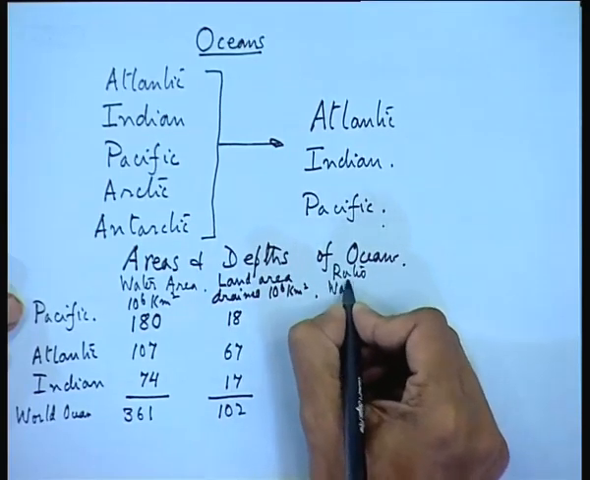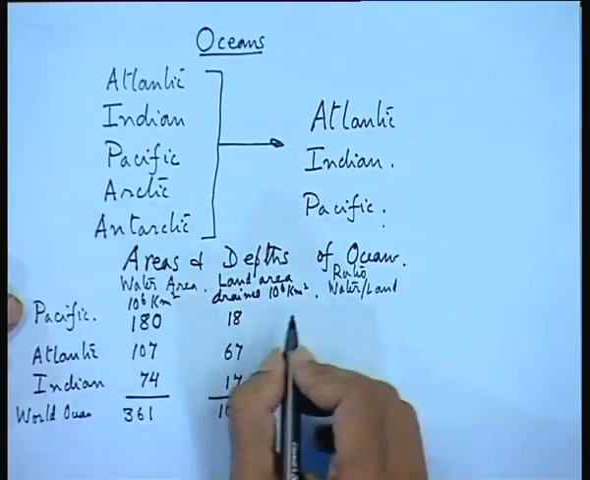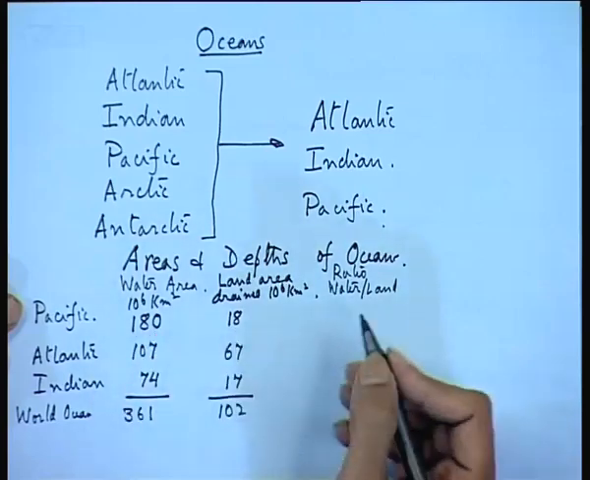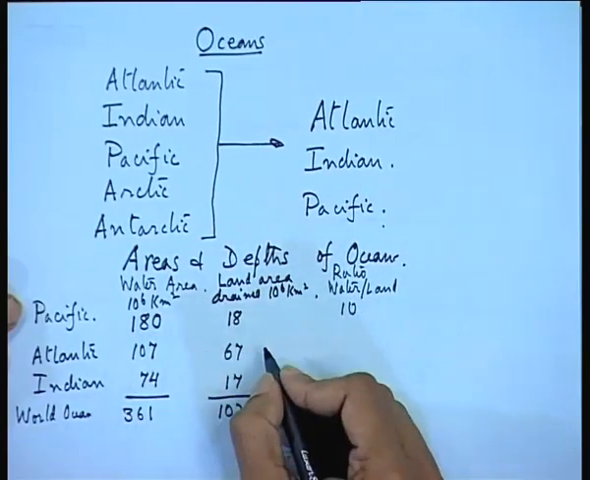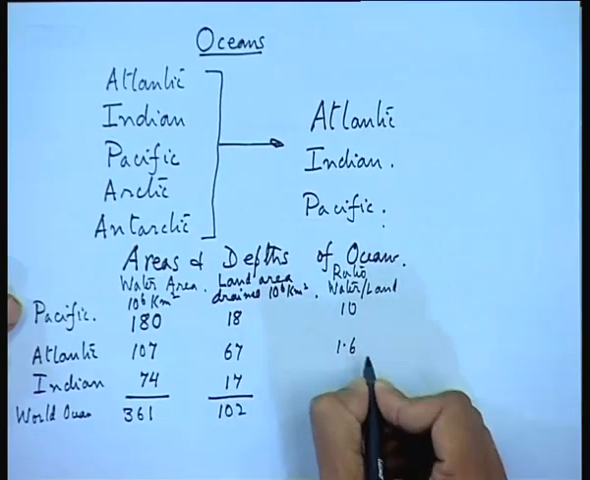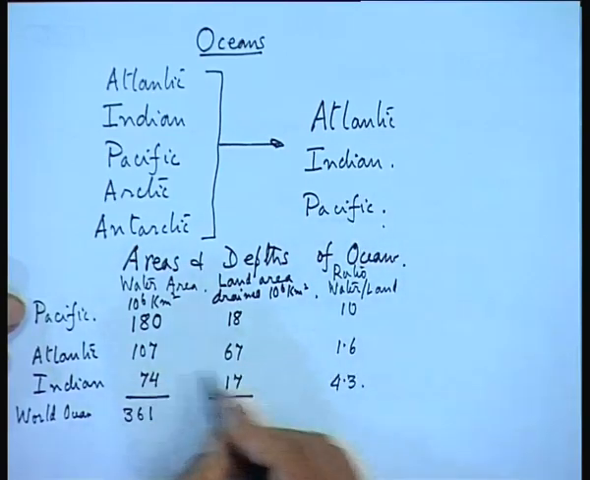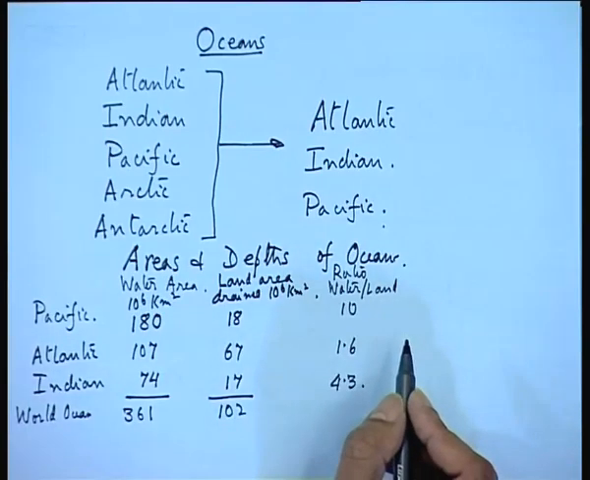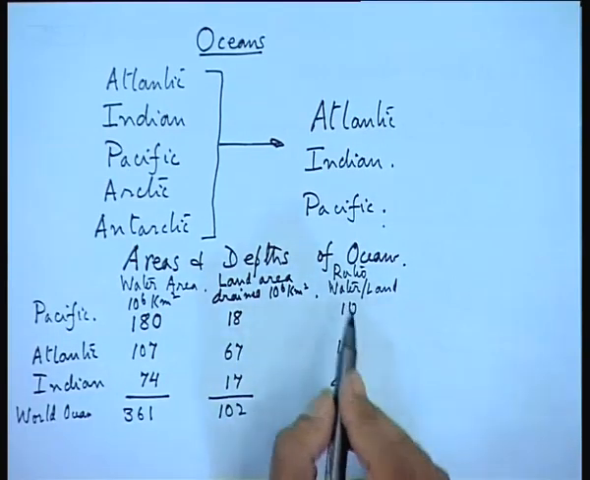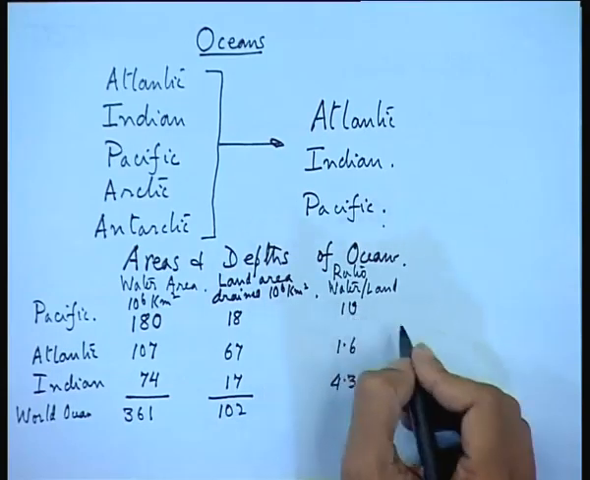area wise, this will give 180 by 18. So, this is 10. Then this is roughly 1.6 times, and the water to land for the other is 4.3. So, from this diagram we see that the Pacific is the largest water area with respect to the land.